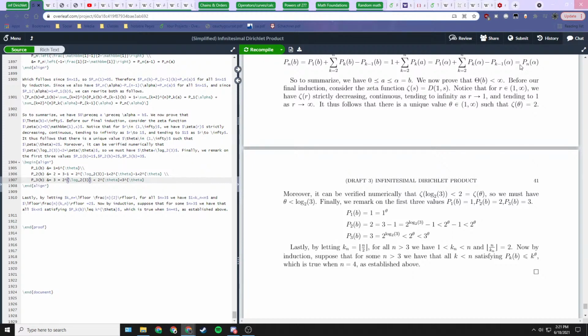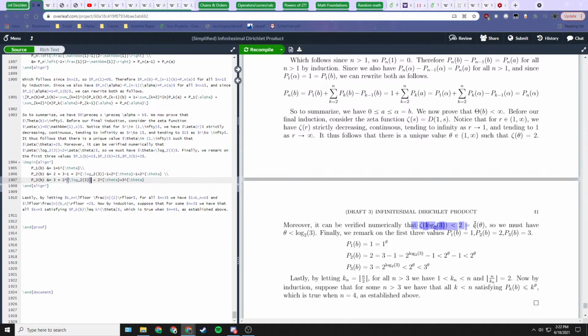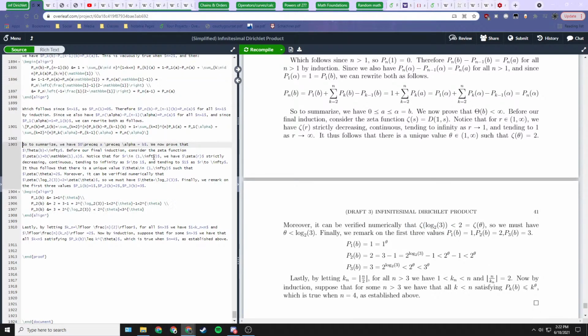Oh wait, am I dumb? Wait, hold on. I think I messed something up. Let me see. I think it should be theta 2. Oh yeah, I did get this wrong. It was, where was it? Right here. Log base 2 of 3. This is supposed to be greater than.